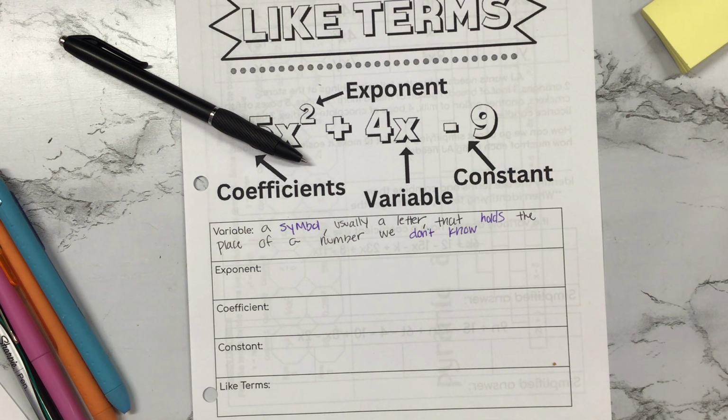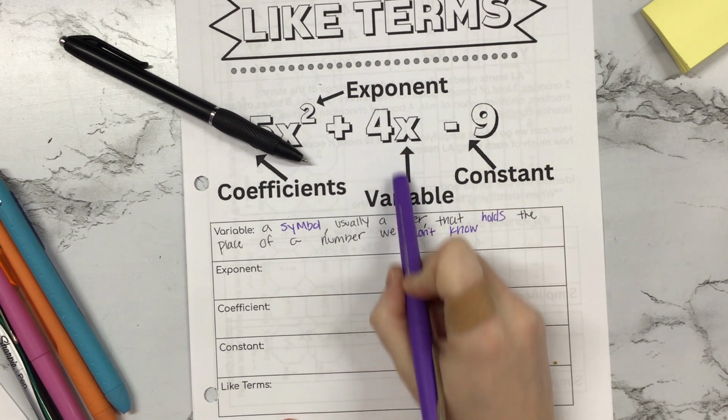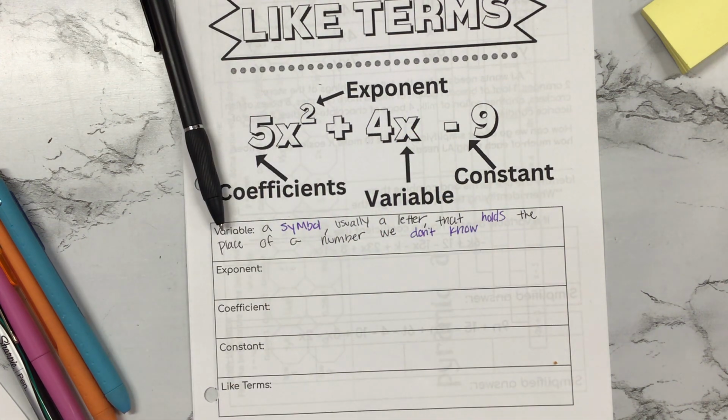Eventually, if you get into pre-calculus, trigonometry, you'll use Greek letters. It could be a symbol. You could use a star, whatever. We're going to use letters. We're going to practice that. But it's saying, this is holding the place of a number I don't know. Okay, so I don't have to put a number here, but I can deal with things around it. So in this one, our variable is X, because that's the letter saying, I don't know what that number is, okay?